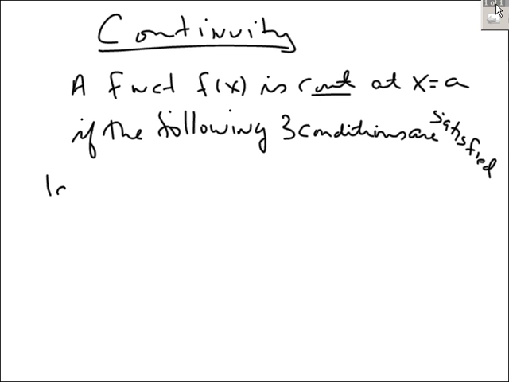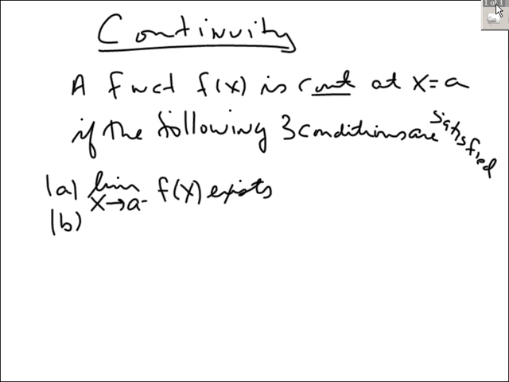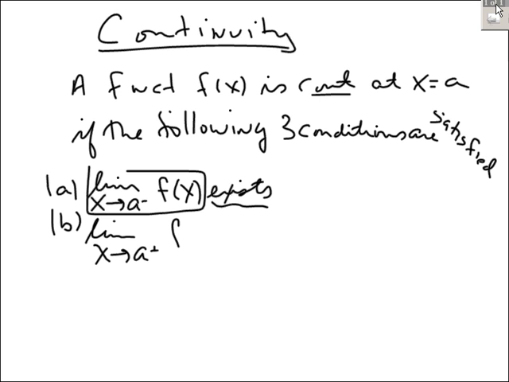The first one comes in two pieces, 1a and 1b. The limit as x goes from a to the left exists. Stating what it equals is one way of showing that it exists. If this equals 7, then of course it exists. The second one is to show that the limit to the right of it, a little bit more than a, of f of x exists.